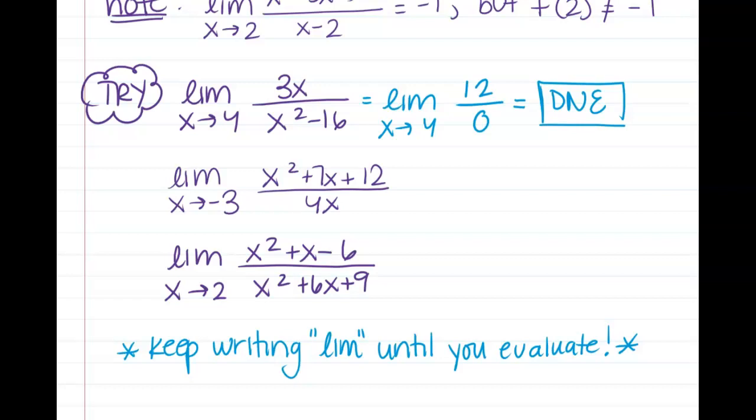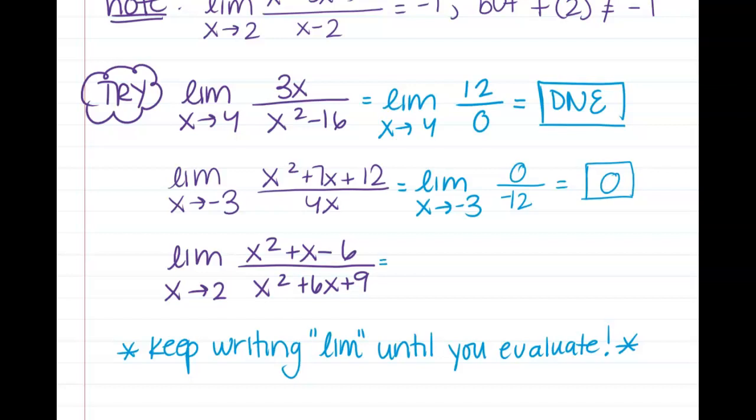For the next one, we evaluate, because again, that's what you should always try first, no matter what, because that happens a good amount of the time. Negative 3 squared is 9, plus 7 times negative 3, so 9 minus 21 is negative 12, plus 12 is 0, over 4 times negative 3, which is negative 12. 0 divided by a number is just 0, so our value of the limit is 0. That we can evaluate. The limit exists, it's just 0.